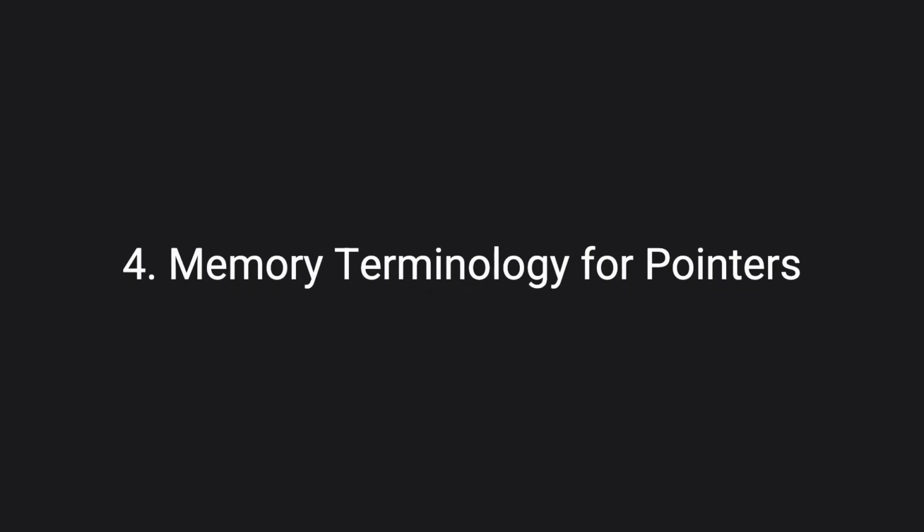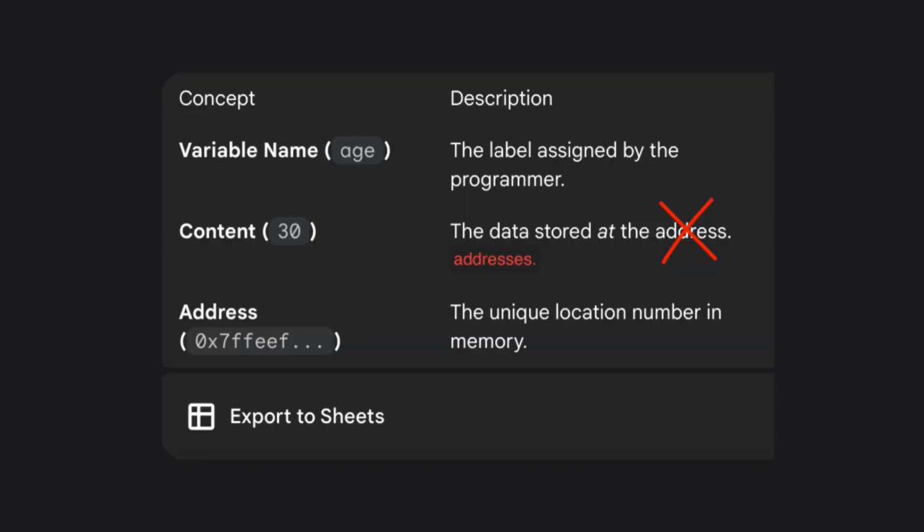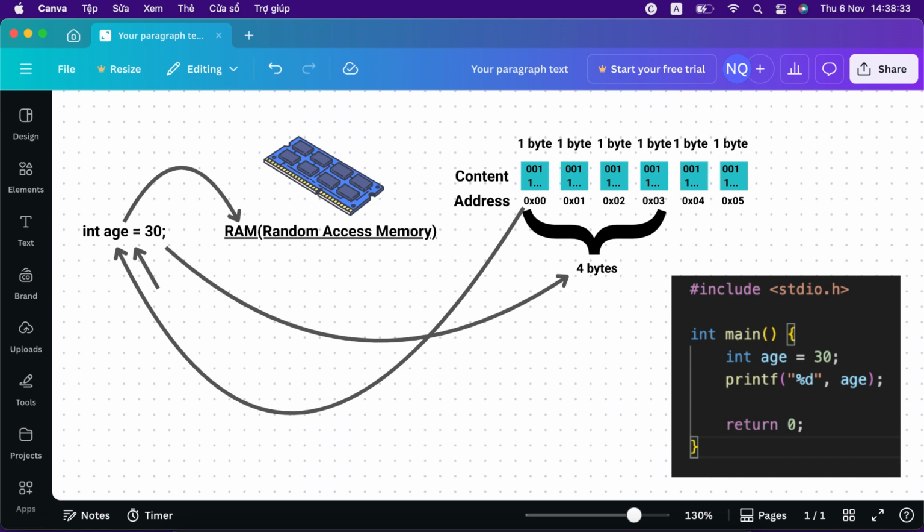Fourth, memory terminology for pointers. Variable name: age, the label assigned by the programmer. Content: 30, the data stored at the addresses. Address: 0x7ffeef, etc., the unique location number in memory. The crucial point for the next lesson: every single variable has an address, and that address is just another piece of data, a large number.